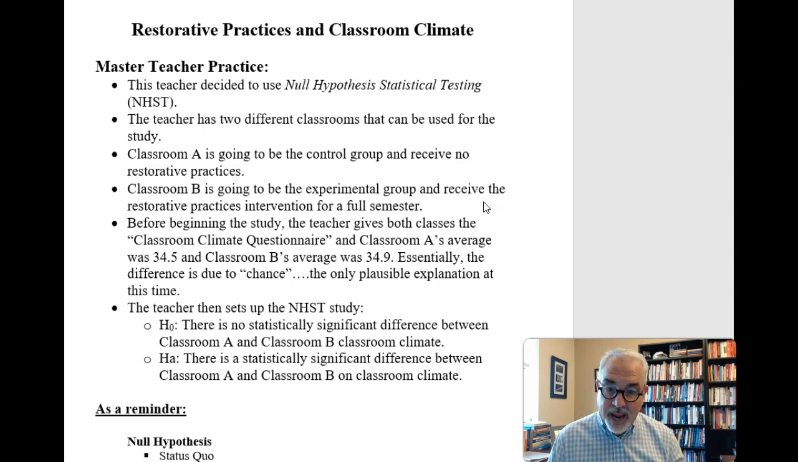But before beginning the study, the teacher gives both classes the classroom climate questionnaire. Classroom A's average was 34.5. Classroom B's average was 34.9. Essentially, the difference is just due to chance. Chance is really the only plausible explanation at this time for the difference between Classroom A and Classroom B. They're essentially the same. So the teacher decides to set up the null hypothesis statistical testing, and for this you have to have a null hypothesis, and then you also have to have an experimental hypothesis.